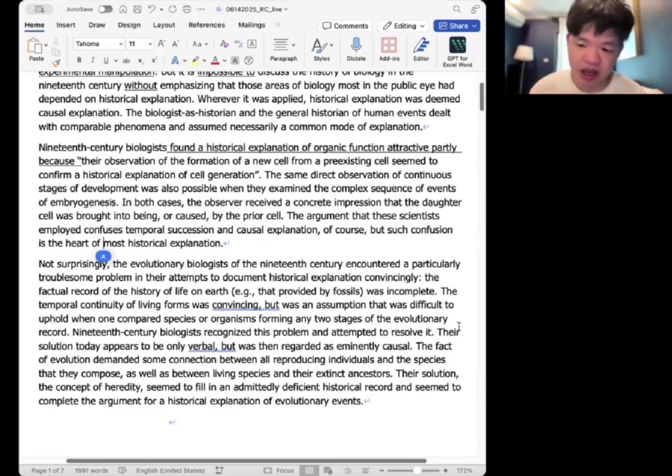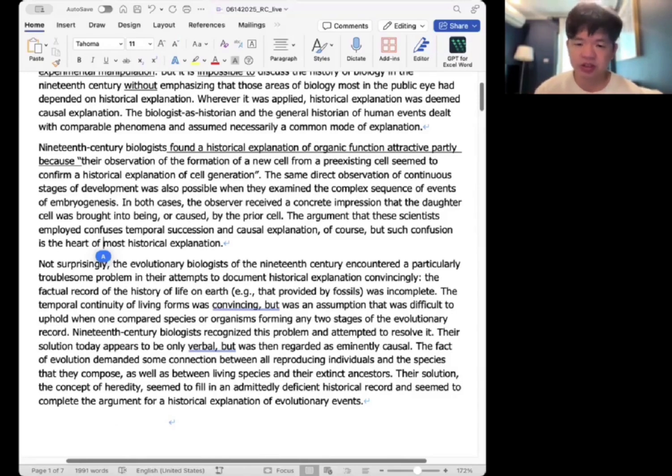Once we're steadily past the halfway point, but there's still a section left, let's take a look at the third paragraph first. He says, not surprisingly, meaning it's not unexpected. All right, the evolutionary biologists of the 19th century encountered a particularly troublesome problem in the attempt to judge human historical explanation. As expected, those 19th century evolutionary biologists, when they attempted to explain these complex and intricate histories in a truly convincing and comprehensive way, right? When they try to clarify and make sense of these historical explanations, they inevitably encountered a significant and challenging problem.